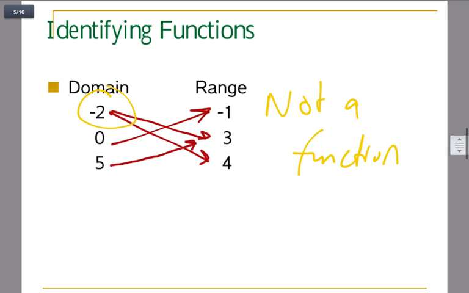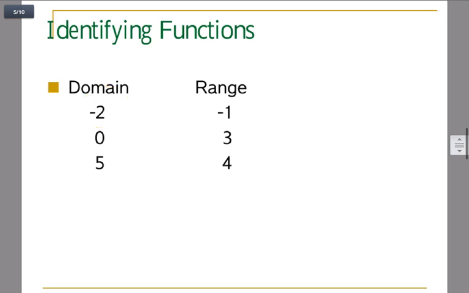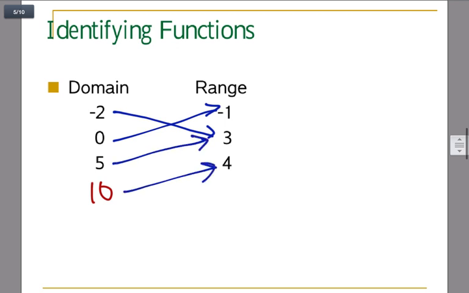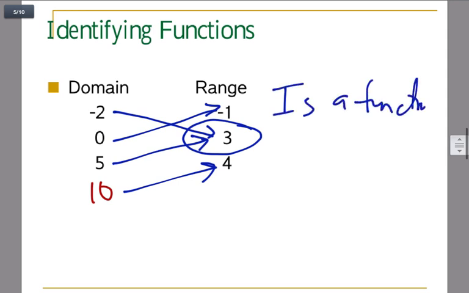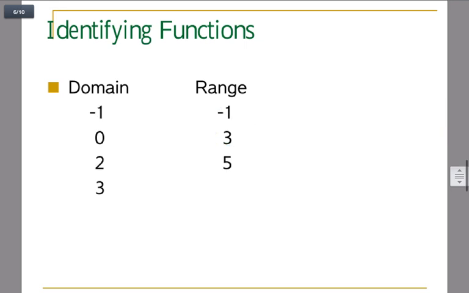Okay. Now, let's say I had one more x value here, like 10. And then I had things going like this. Now, the scary thing is that this 3 has 2 lines going to it, but that's not a problem. This still is a function because there are no repeating x values. The y can repeat, that's not a problem. It's the x value that can't repeat, so this is a function.